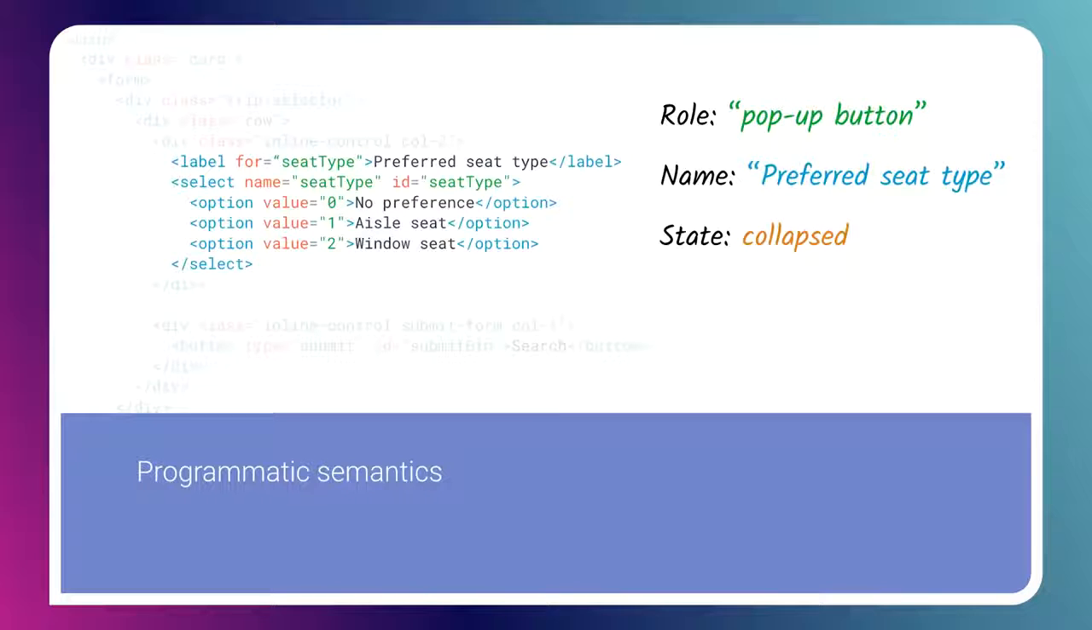An element could also have a state. A select element, for instance, is going to have a state of expanded or collapsed. Not every element has a state, but some do. So that's additional semantic information. And an element can also have a value. Again, not all elements have values.